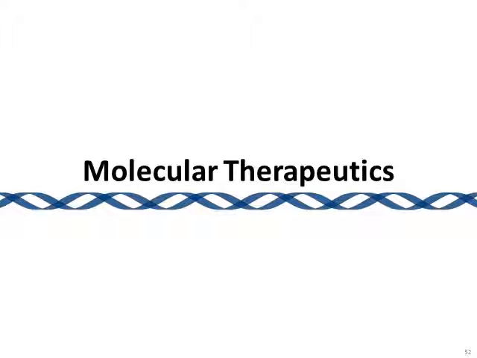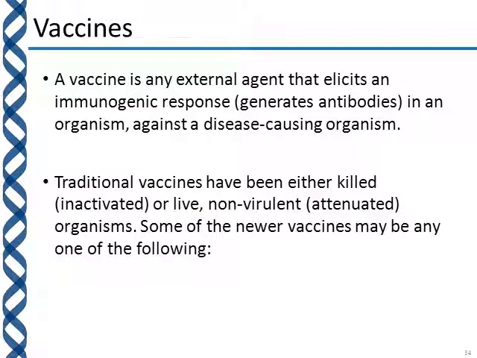The next topic is molecular therapeutics. Vaccines. A vaccine is an external agent that elicits an immunogenic response. That means it generates antibodies in an organism against a disease-causing organism. Traditional vaccines have been either against killed or inactivated organisms, or live, non-virulent, or what they call attenuated organisms.